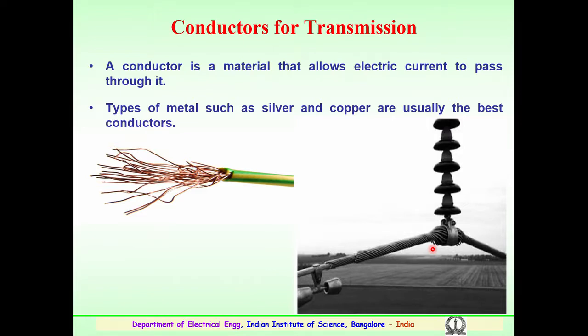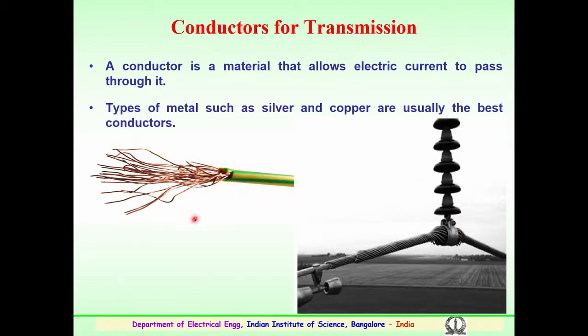So, conductors for a transmission system are very important. These are the conductors used for high voltage transmission, connected to the insulator string. A conductor is basically a material that allows electric current to pass through it. It is a basic definition. So, types of metals such as silver and copper are usually the best conductors, which are used for electricity at the domestic level and also for transmission and distribution systems.